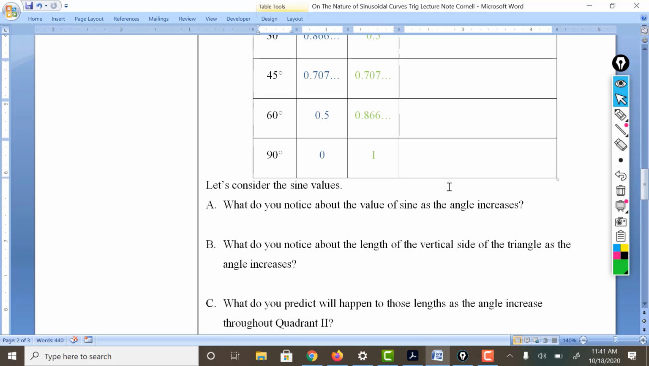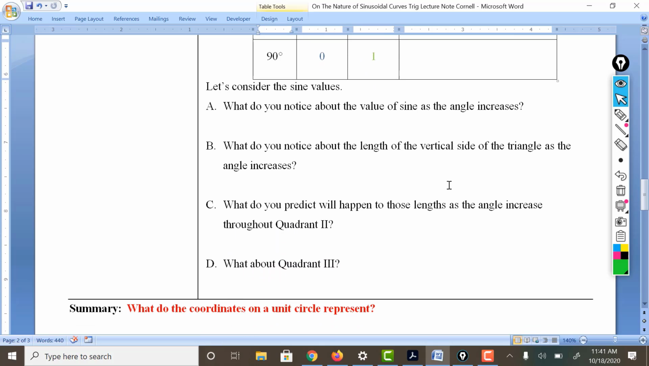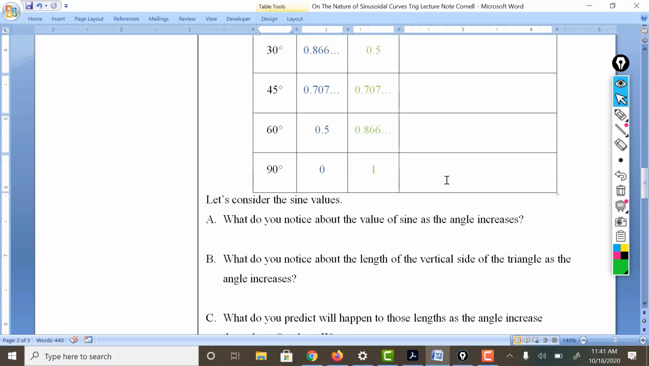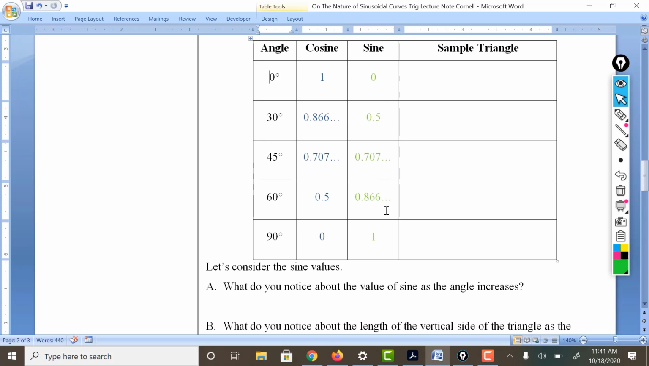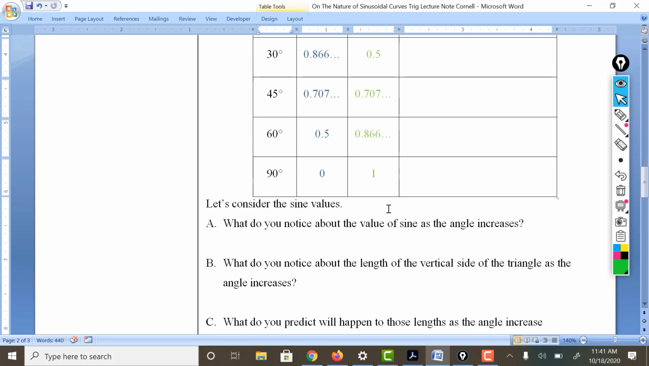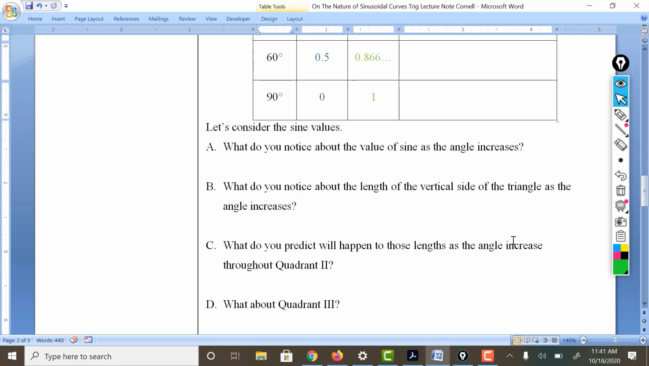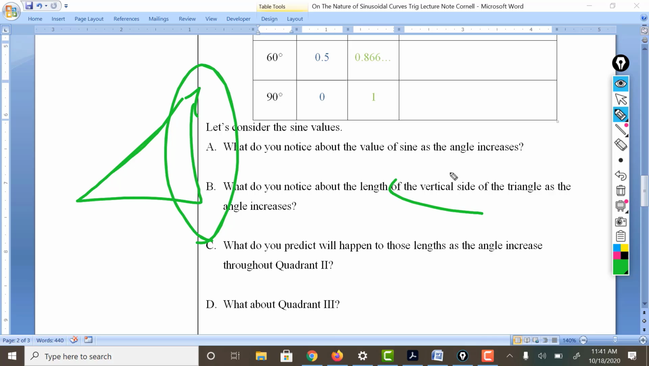So what do you notice about the value of sine as the angle increases? Hopefully you consider that as the angle increases, the sine value increases as well, at least in quadrant 1. What do you notice about the length of the vertical side of the triangle as the angle increases? Remember these triangles that we drew before, on the unit circle that we showed you, they keep getting larger and larger. The sine value of the unit circle corresponds to the vertical side. When I say vertical side, I mean this right here, up and down. This is the vertical side.